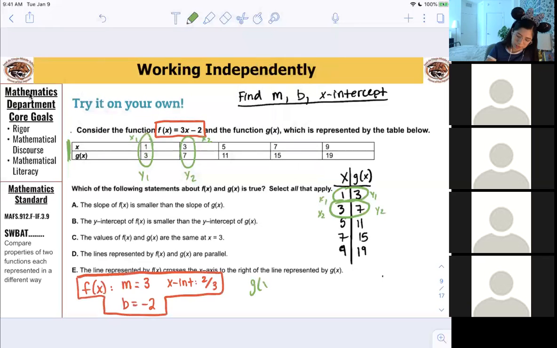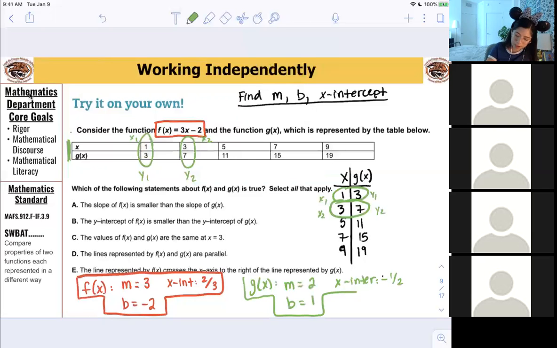For g of x, we had to calculate everything. So what did you guys get for slope? 2. Good. What did you get for y-intercept? +1. And did anyone get the x-intercept? I know a couple of people did. Who can tell me what it was? -1. Not quite. Who got it? Good, Daniela. -1/2.